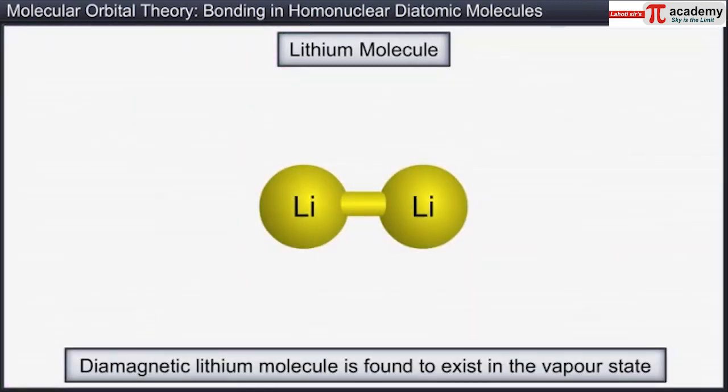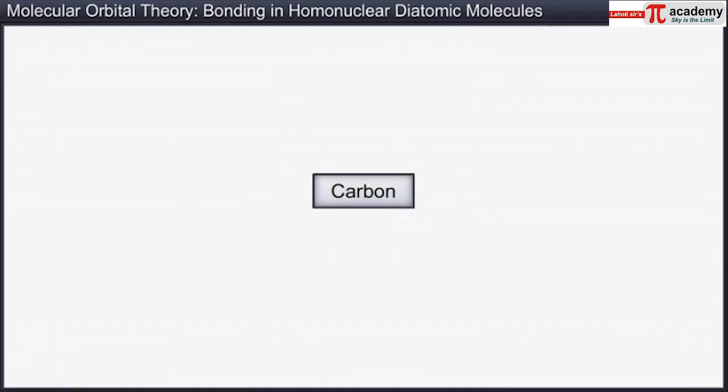This diamagnetic lithium molecule is found to exist in the vapor state. Now, we'll see the bonding in another diatomic molecule, carbon.